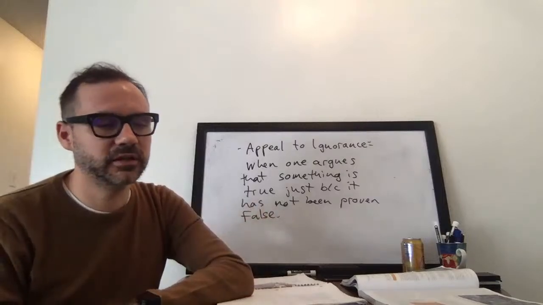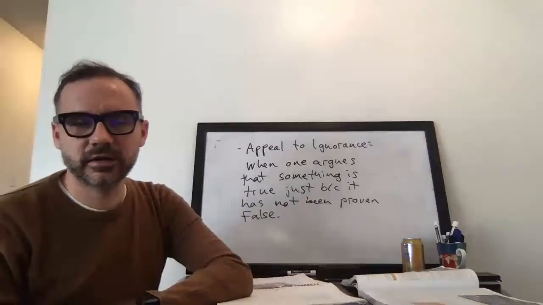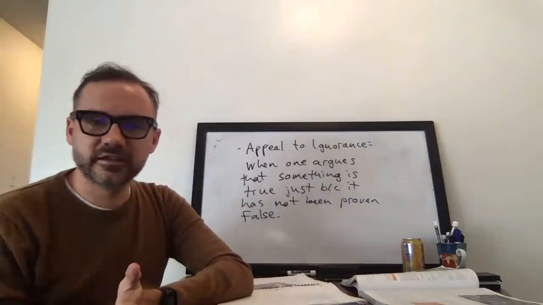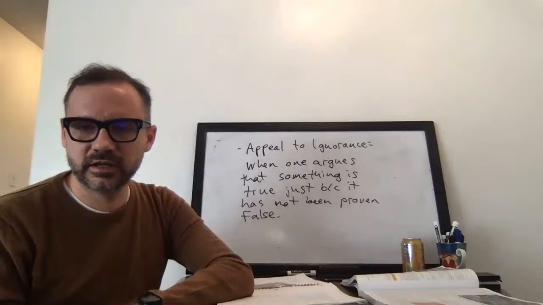Okay, so think about this. What if I tell you this? Aliens, they do exist. And here I've got the proof. Here's my argument. They exist because nobody can prove that they don't. Okay, now have I just proven to you that aliens exist? No.